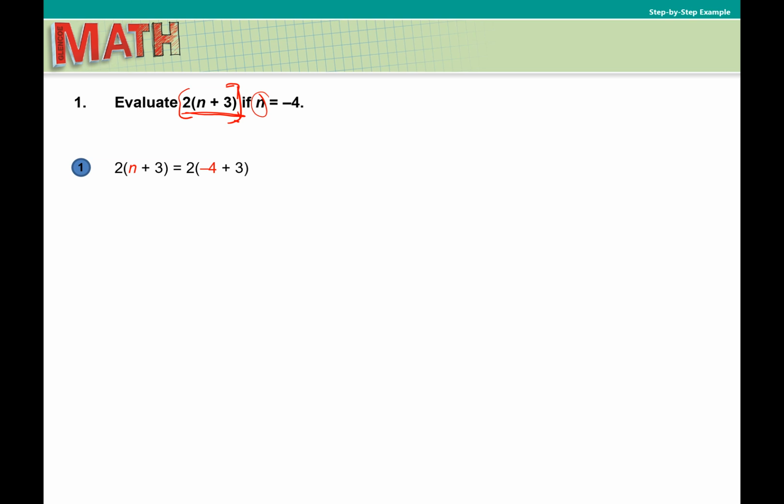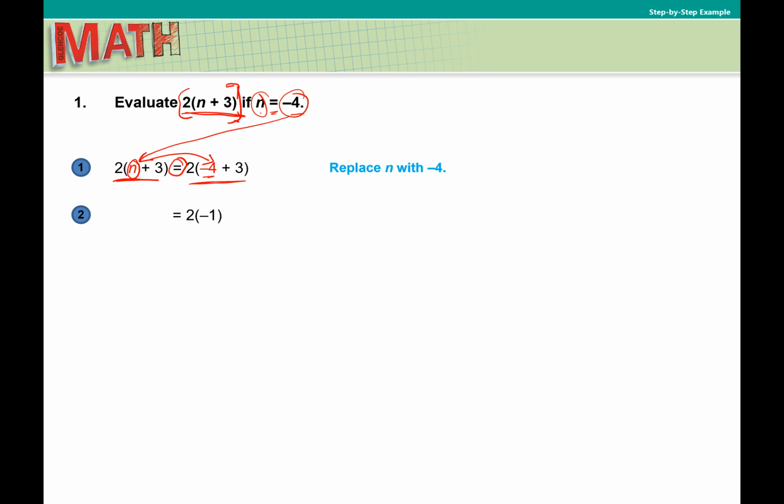So what we're going to do is plug that -4 in for n. So see, n is here, and we swap that out with -4. Why? Because n equals -4. So we go ahead and do that. Notice I have an equal sign in the middle, which means that this now is equal to this, because this got plugged in there and there. Okay, so now we've got 2 parentheses -4 plus 3.